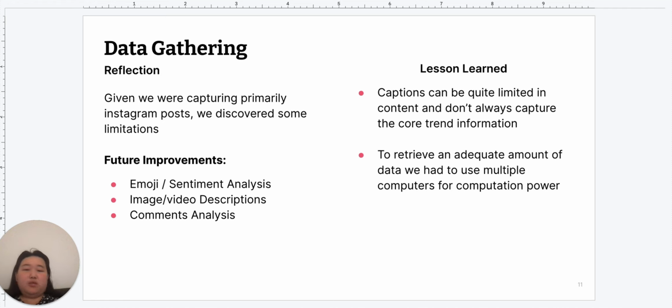And for some future improvements, we could add some sentiment analysis for emojis, or we could also try to grab the text from the videos or the images. We can also analyze comments to get more information about the topic that they're talking about.